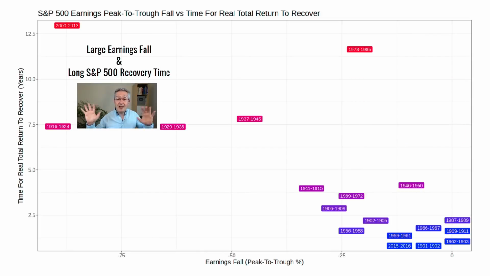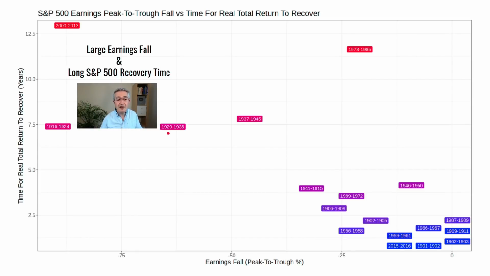So here on the top left-hand side of the graph, you can see periods when there was a big earnings fall, but also a long recovery time. So the double crisis between 2000 and 2013, first the dot-com bubble burst, then we got the global financial crisis, and ultimately we had a 13-year drawdown. That coincides with a very large peak to trough fall in earnings, which was more than 75%.